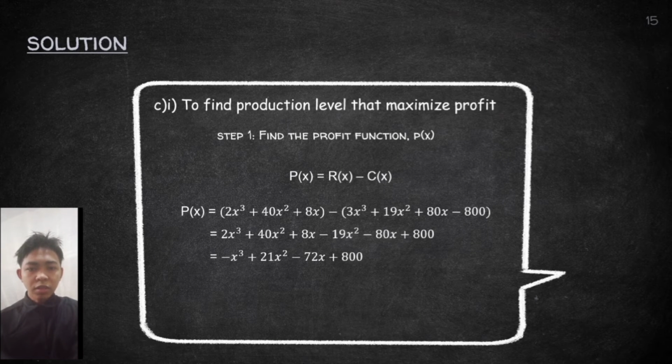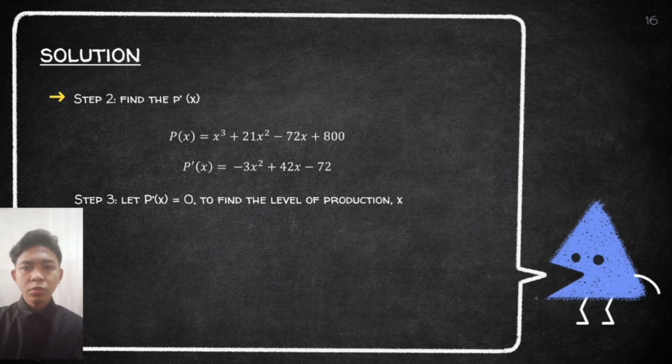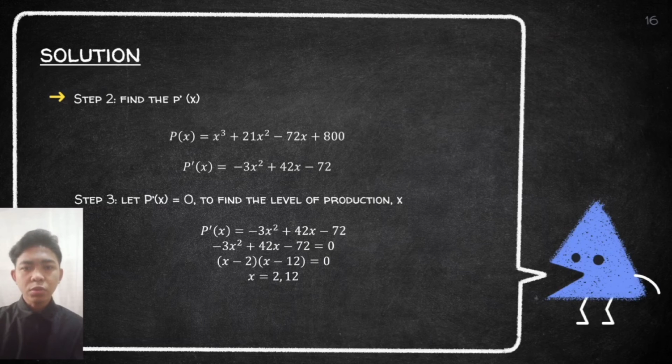And we will get the profit function. After obtaining the function, we now can find the first derivative of the function using the power rule as previously mentioned. So we will get the answer. Let it equal to 0 to determine the level of production that will maximize the profit. So when the derivative equals 0, we will get the levels of production, which are 2 and 12.